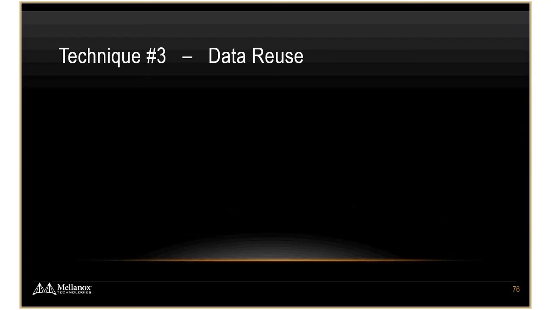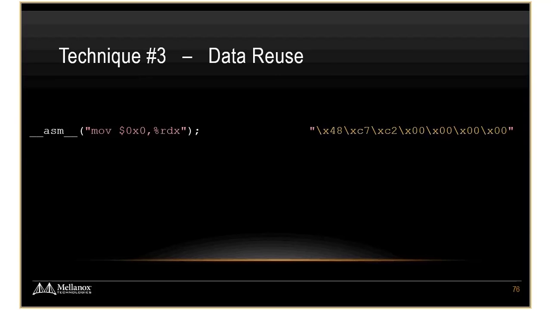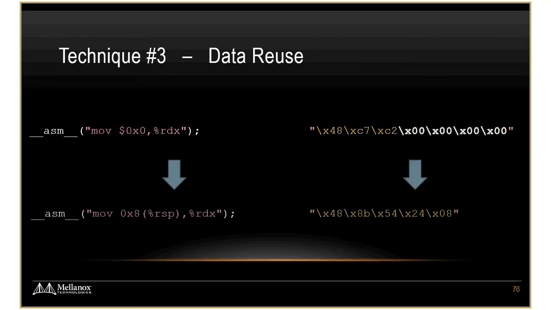And the third very simple technique is, if I already have put a 0 somewhere in memory, I can use that again. So if I want to move a 0 into RDX and need to get rid of the zeros in the machine code, I can just use a 0 which I've previously placed on the stack in a different location, and I happen to know that it's there, and I can move that value into RDX. Okay, no zeros in the resulting code.